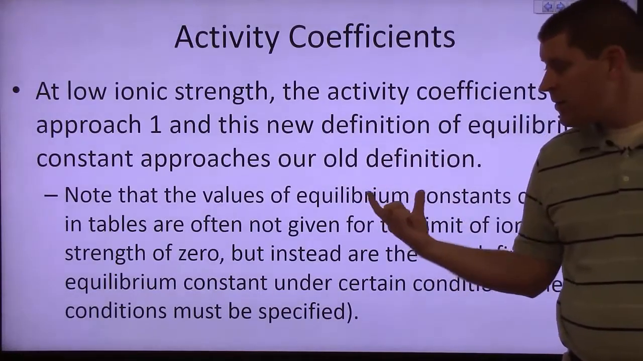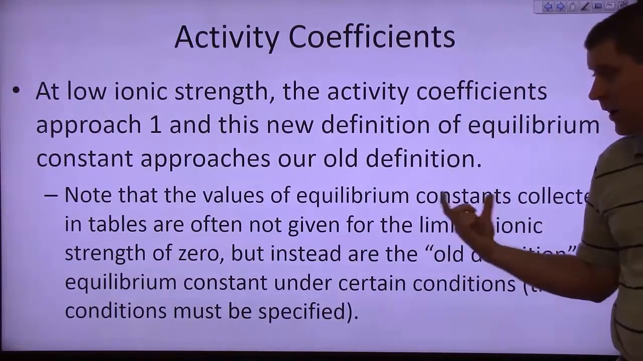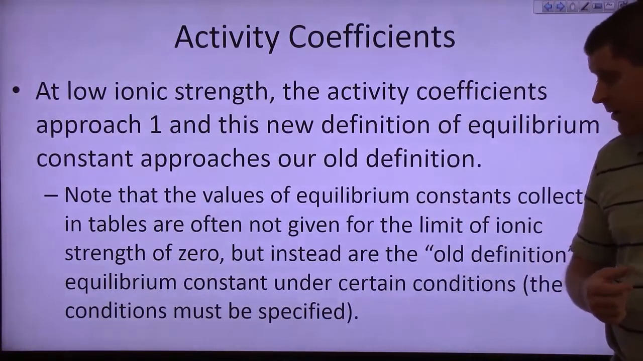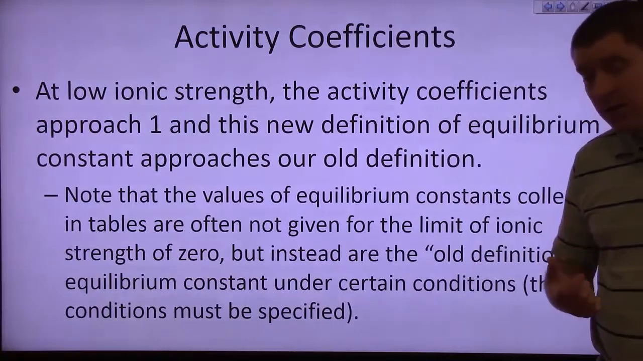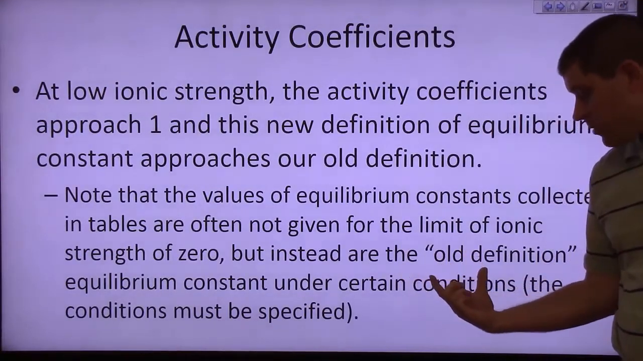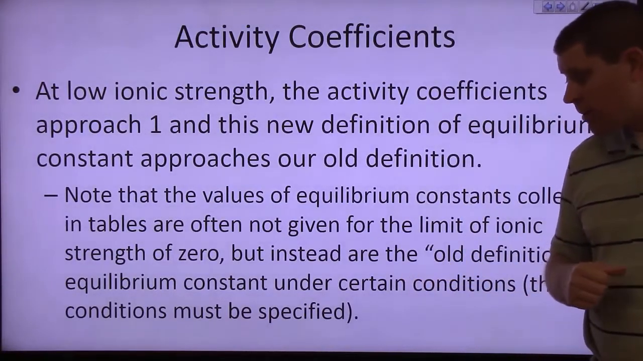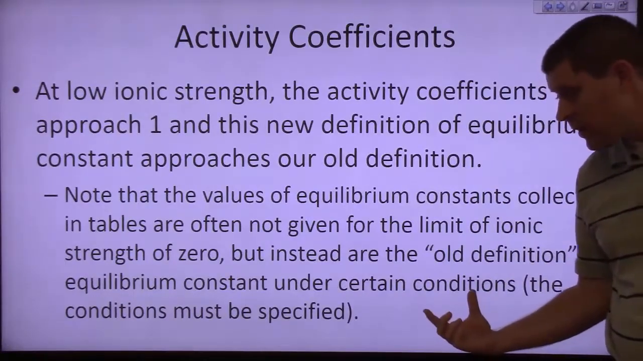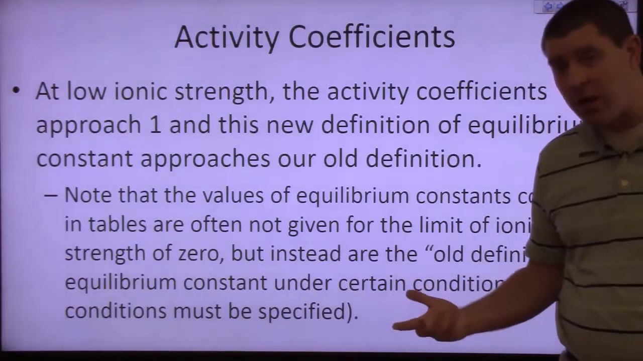So note that the values of equilibrium constants collected in tables are often not given for the limit of ionic strength of 0, but instead are the so-called old definition equilibrium constant under certain conditions. Now the conditions then have to be specified in that table.